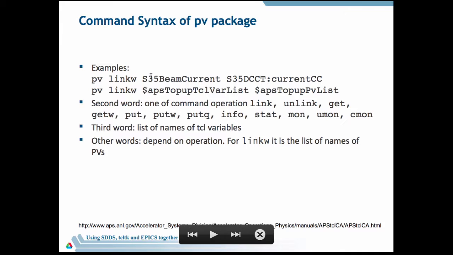The PV name has to be a real one. Or you can, instead of a single name, put a list of names. This is an example that we use for our top-up script. We have a list of about 15 tcl variables and 15 PV names. And the second word, as I said, is a command to link, to unlink, to get values, to put values, and also to monitor values. These others I'm not familiar with.